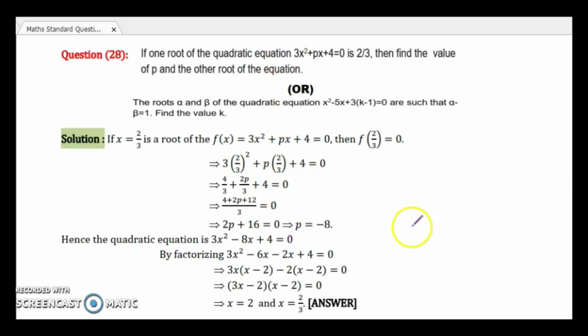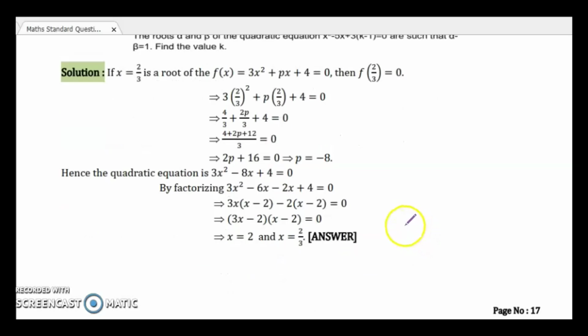Okay, p is given as minus 8, and that means we have to obtain the other answer. There are so many methods. If one root is given, we know how to find the other root, but the simplest way is to go by factorization. Everybody knows about factorization.